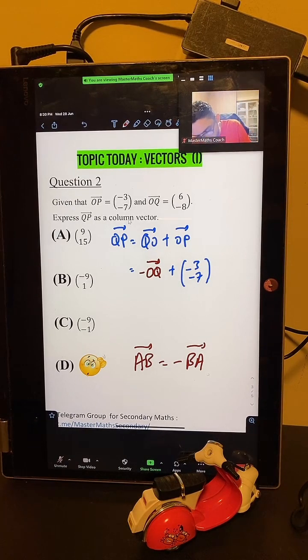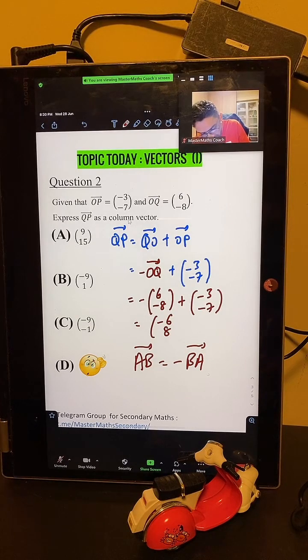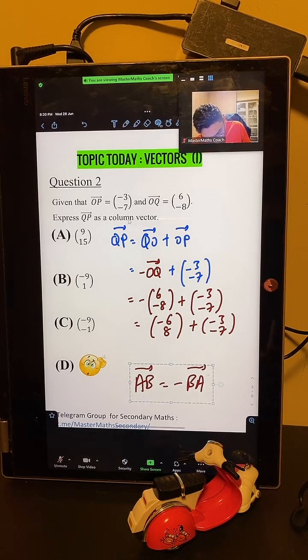So what's negative OQ? Let's put a negative sign in front here: a 6 and negative 8, plus a negative 3 and negative 7. My friends, this will become negative 6 and positive 8. Why? Because when the negative goes in, your signs will change. And plus negative 3 and negative 7.